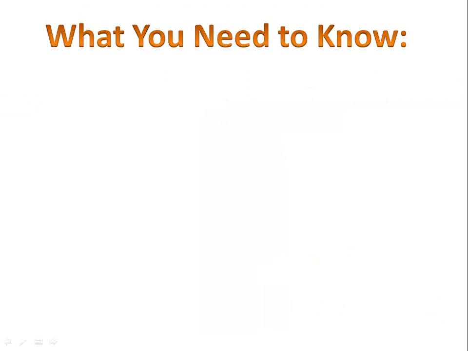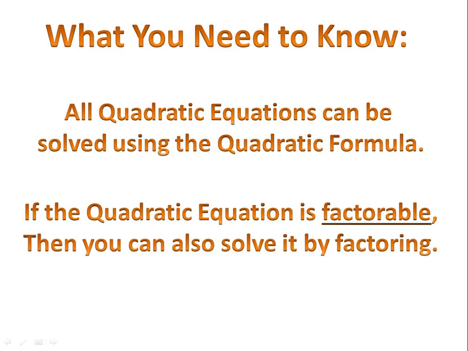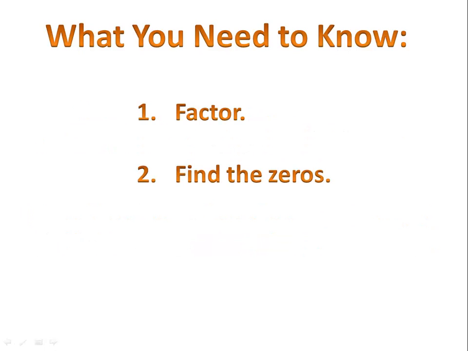So here's what you need to know. You can always use the quadratic formula to solve any quadratic equation. If your equation can be factored, then you have a choice. You can use the factoring method that I just showed you, or you could use the quadratic formula. If you decide to use the factoring method, begin by factoring and then finding the zeros. The zeros are the solutions to your equation. This is everything you need to know about using factoring to solve quadratic equations.